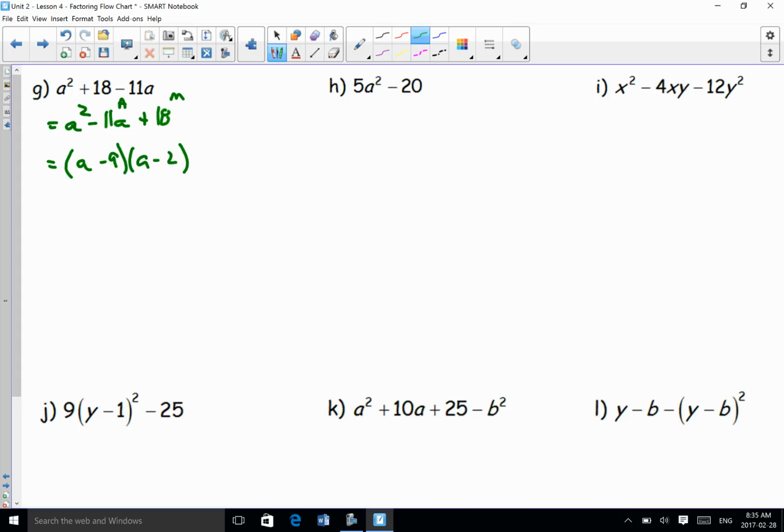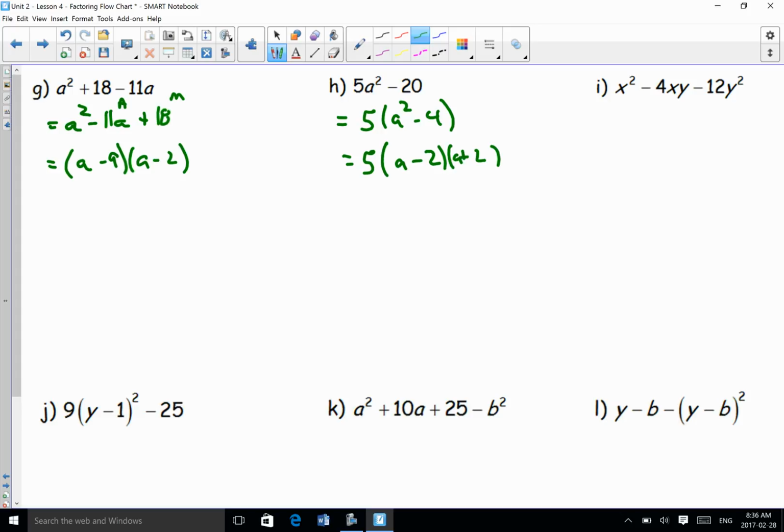Okay, H. Looks like it has a common factor, so I do that first. I go to 5. I check my bracket, notice an exponent. I might be able to go further. And I have two terms. A minus sign in the middle, I can square root them, which means this is a difference of squares. So square root of 1, square root of the other, different signs in the brackets.